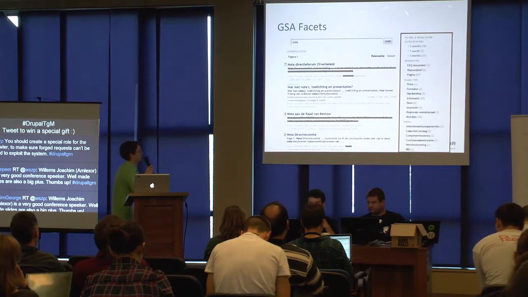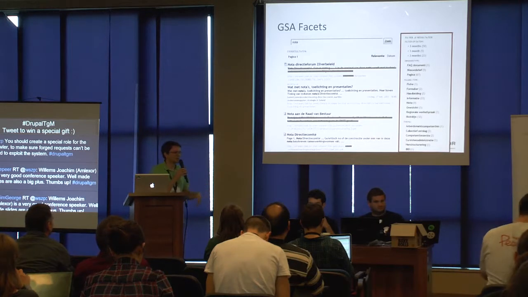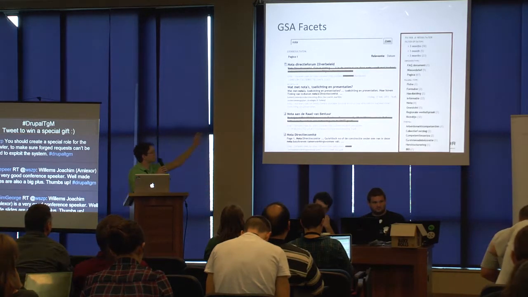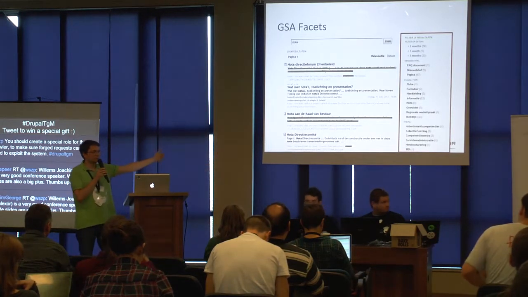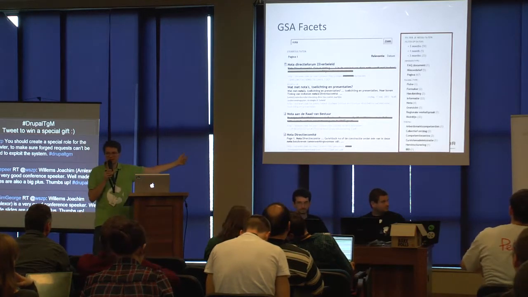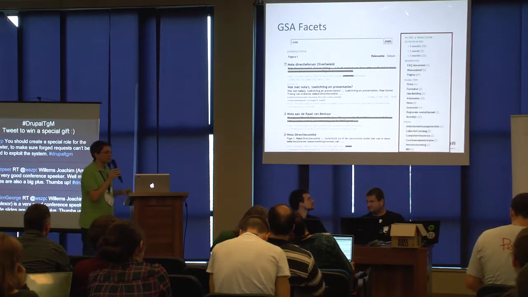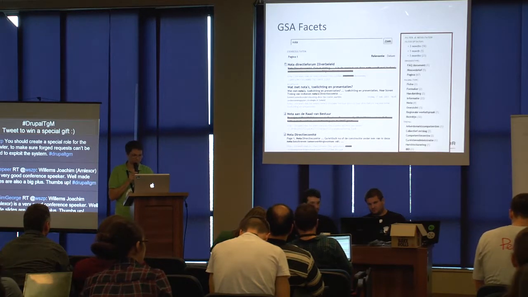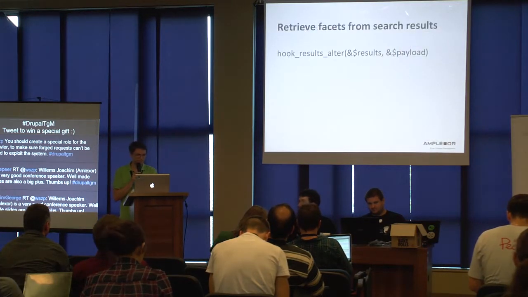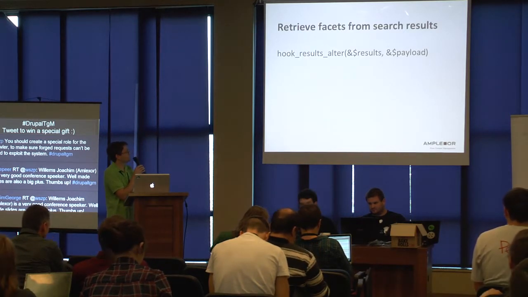This is an example of a result of a search. On the left side, the rows, several rows. On the right side, you see we have a lot of facets, filters actually, and those links are created by our custom modules. We altered the information we received from the appliance and then created those links. I'll say a little more about that later. So you retrieve facets from search results using that hook.